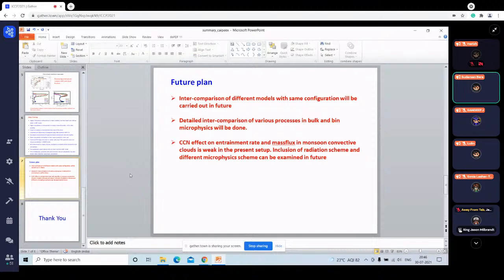Because in the recent situation, several people have done this with different configurations, so we need to do further work on that. And a detailed intercomparison of various processes in bulk and bin microphysics will be done in future. Another thing that I want to carry out in future is to investigate the effect of CCN on entrainment rate, which is kind of insensitive in the present setup.